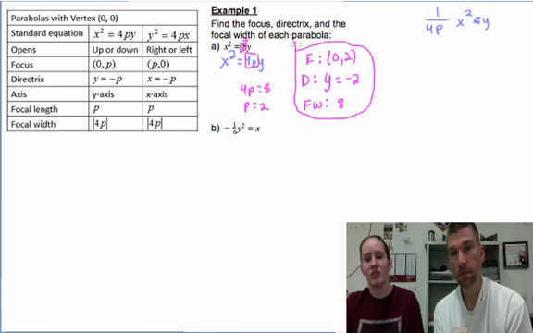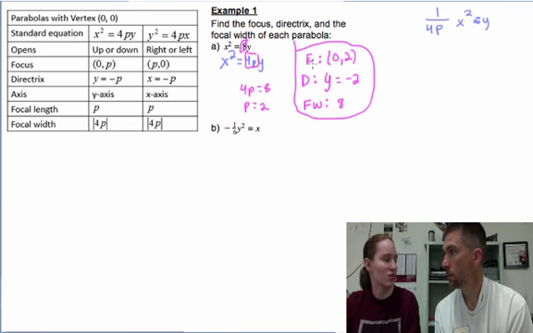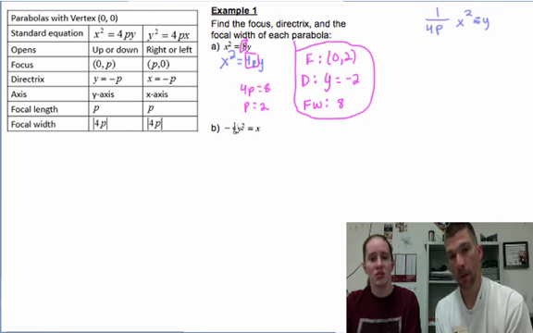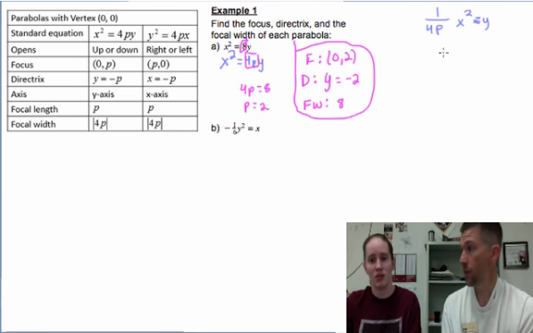I abbreviated those, and you can feel free to as well, unless we run into something where we can't abbreviate, which I don't think is going to happen here. So let's do part B. Oh, by the way, the x squared one is going to open left, right.